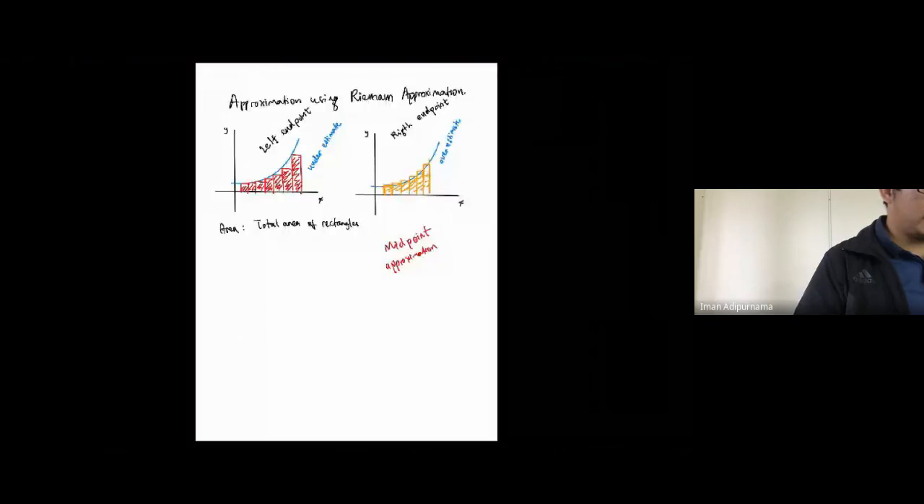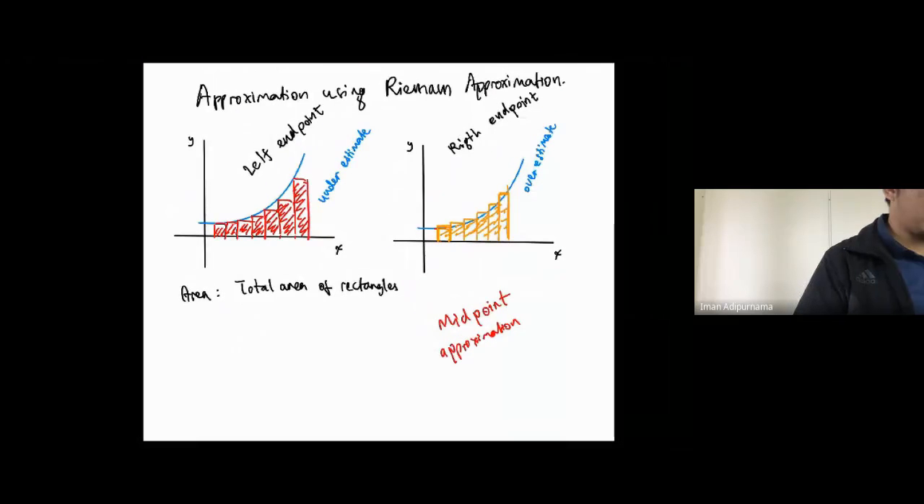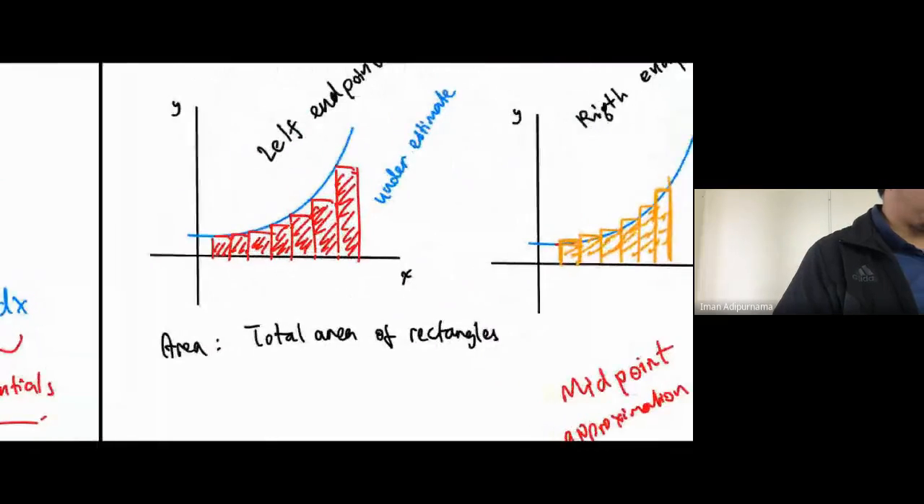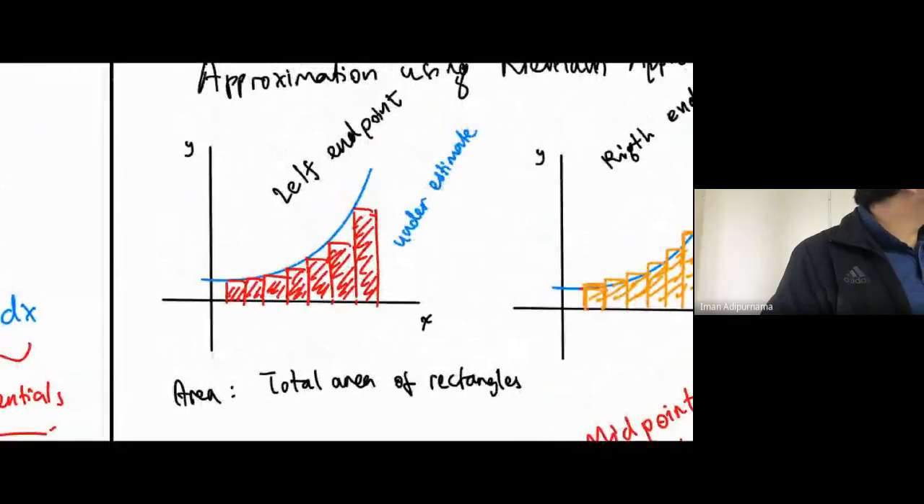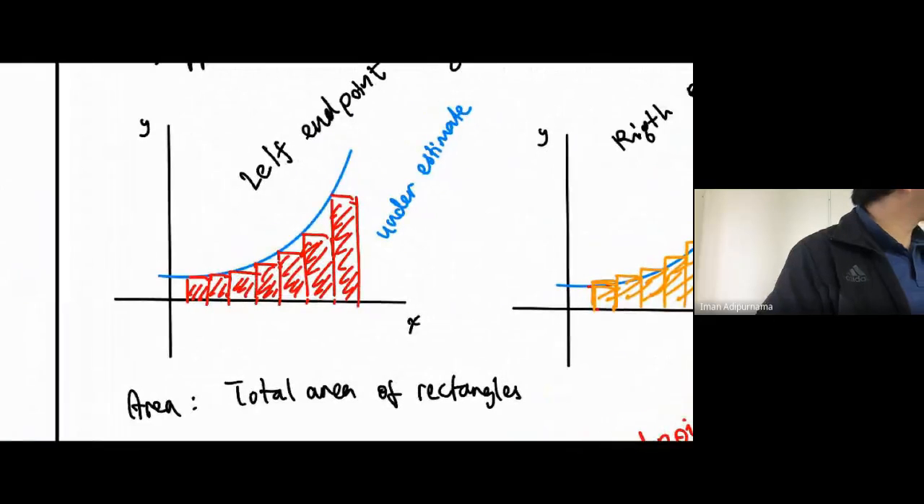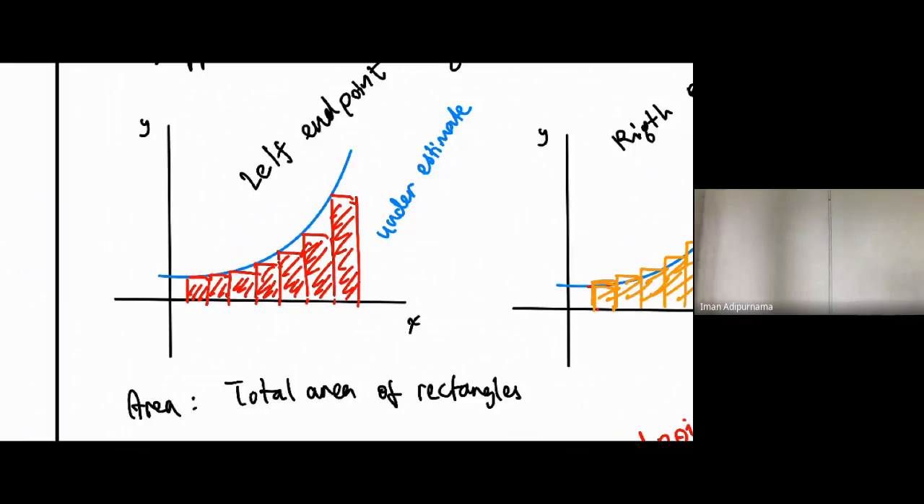Okay. Now see these approximations. At least we have two. If we want to use the Riemann sum, let's see this graph here. We call this the left endpoint. So the difference between left and right is in the rectangle. You see the rectangle touches the curve, right? But only at the left side.